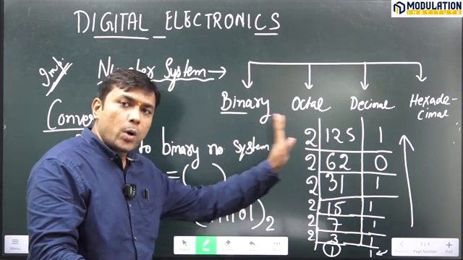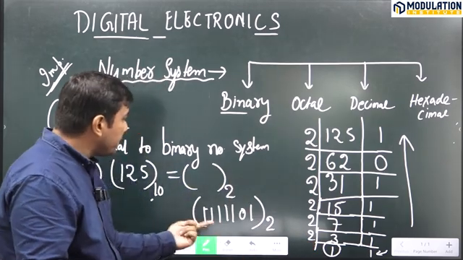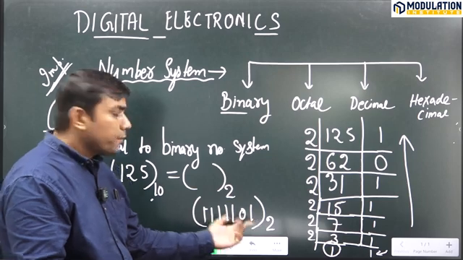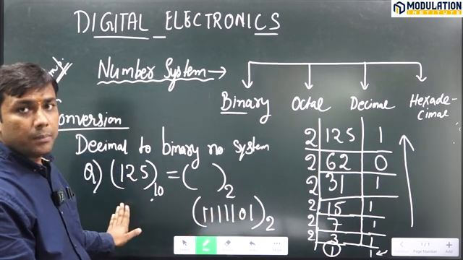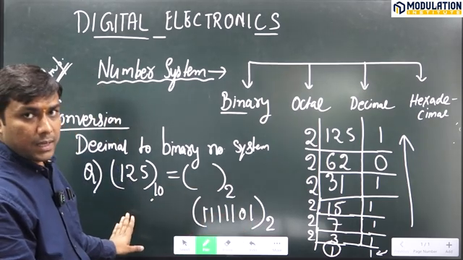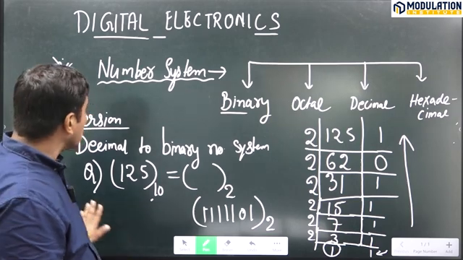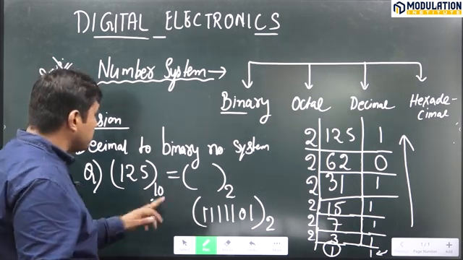Just we have to do the opposite. It means just by multiplying all this, we can get the decimal number system. So we can just go through that also. How is this conversion done?